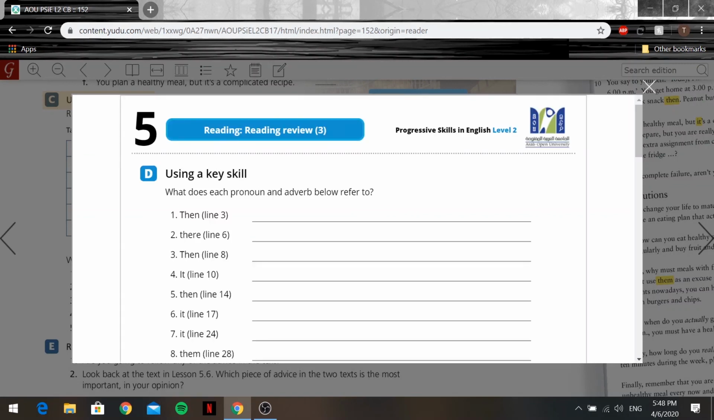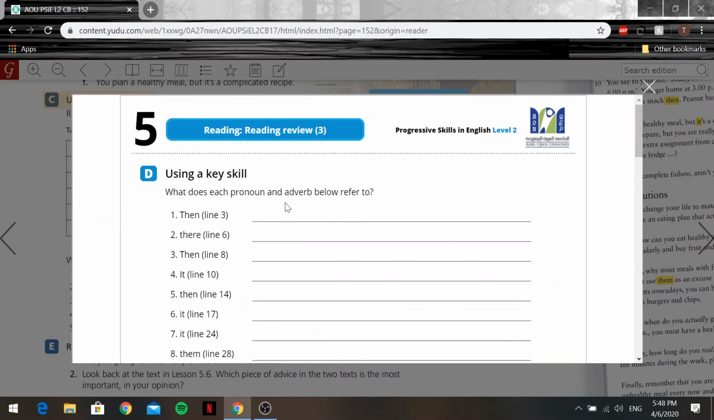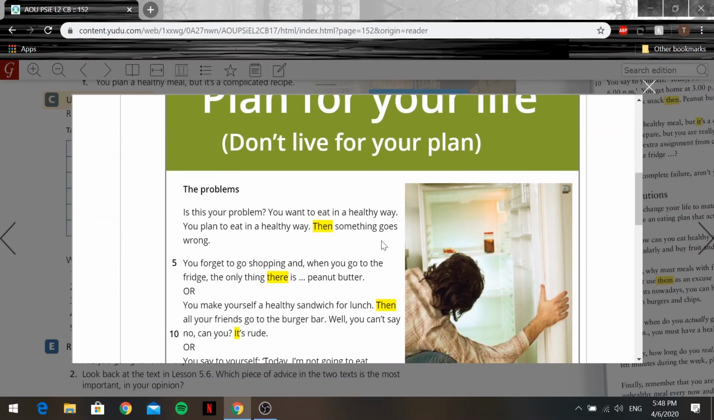Exercise D, using a key skill. What does each pronoun and adverb below refer to? Okay, so the word then in line 3. Let's take a look. I'm guessing this then right here. So for this, is this your problem? You want to eat in a healthy way, you plan to eat in a healthy way, then something goes wrong. So then here, I think simply means after the plan, okay? So we'll say after preparing the plan, we'll say after the plan. Let me write this in capital, actually. So after the plan, okay? So you want to eat in a healthy way, you set up, and then, so after the plan, okay?